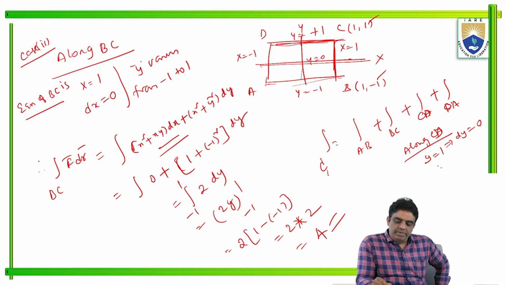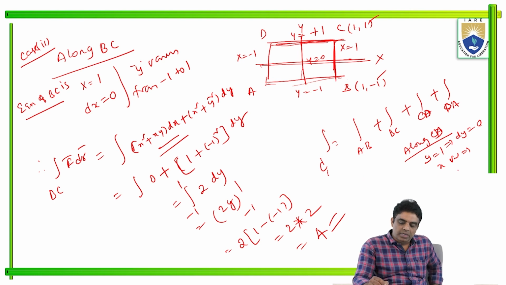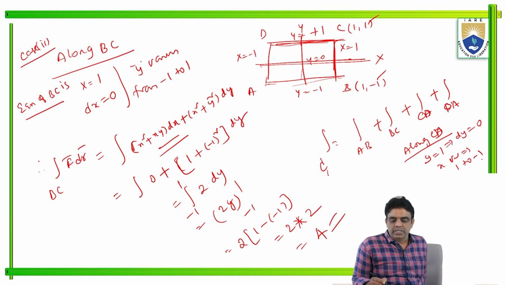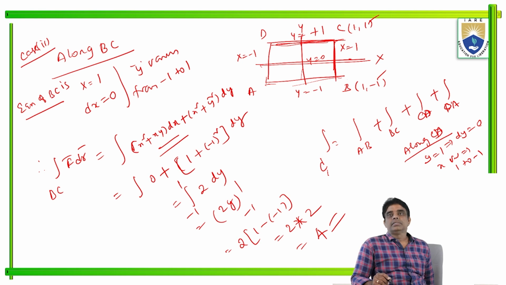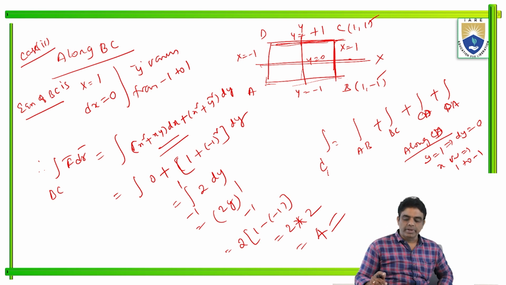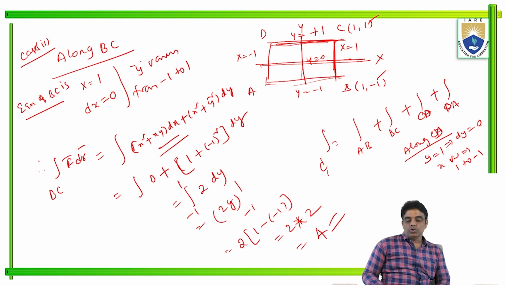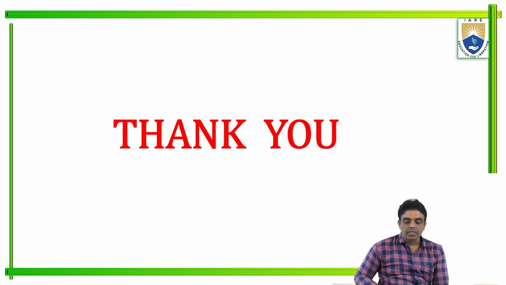So for y equal to 1, dy is 0, but x is a variable factor, which varies from 1 to minus 1. So the entire function changes into x terms, and you solve the given problem. That will give the total line integral along the curve.